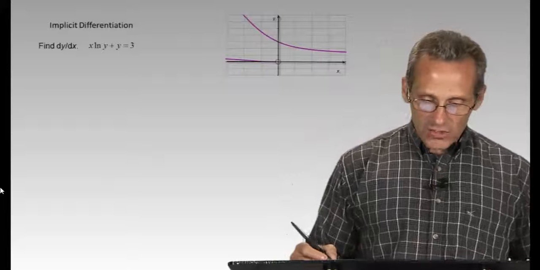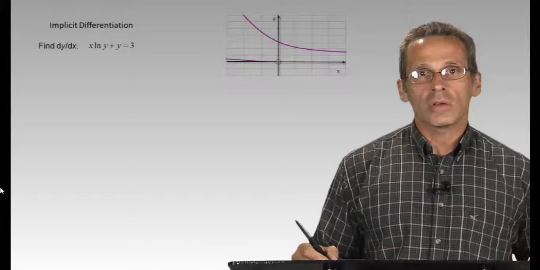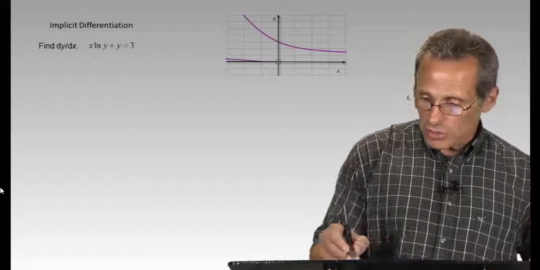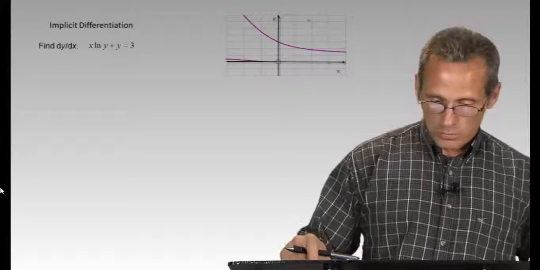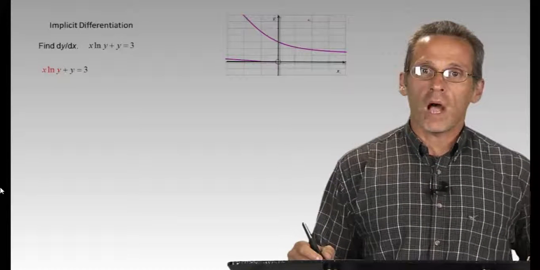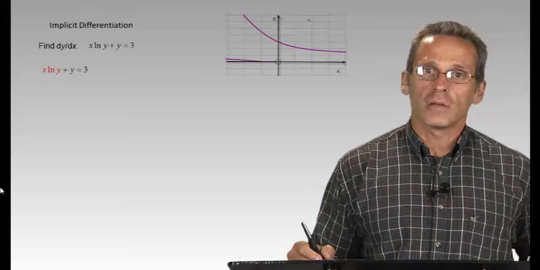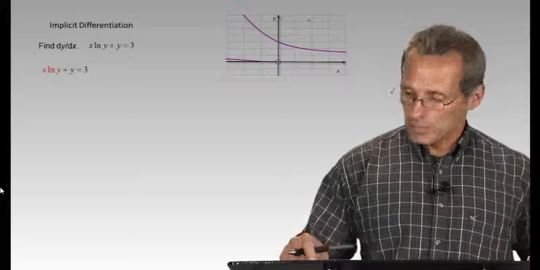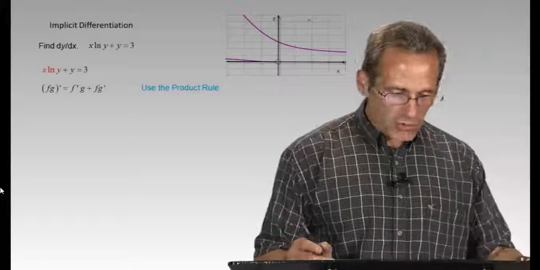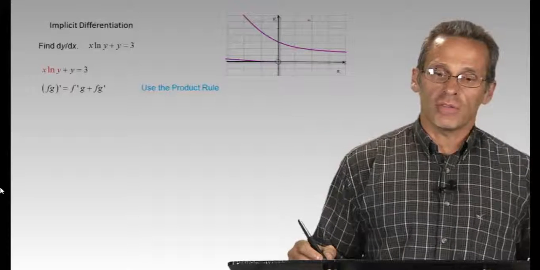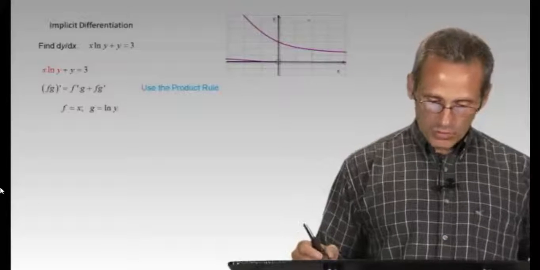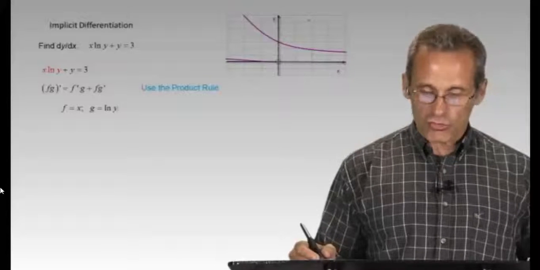Let's take a look at x natural log of y plus y equals 3, whose graph of this curve's equation is in the right corner. Write down the equation, and in red you see x natural log of y. So if you're differentiating, you're thinking to yourself, I see a product, I will use the product rule. So the product rule, to remind you, f times g, its derivative is f prime g plus f g prime. For us, we'll call f x and g natural log of y.